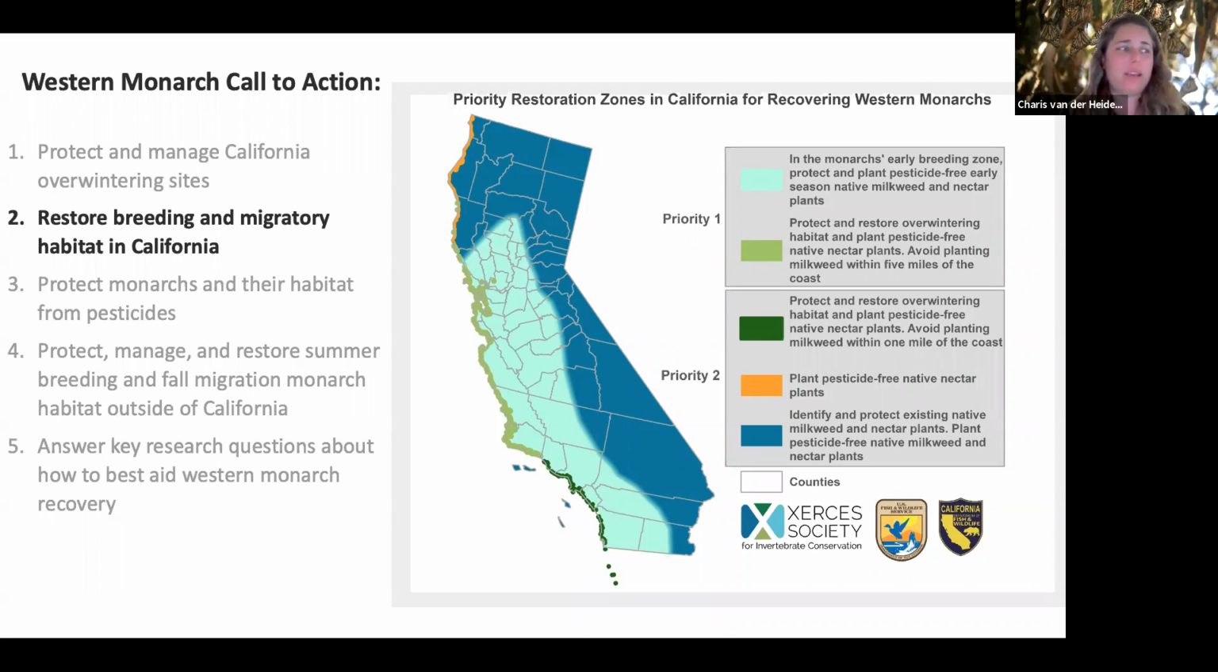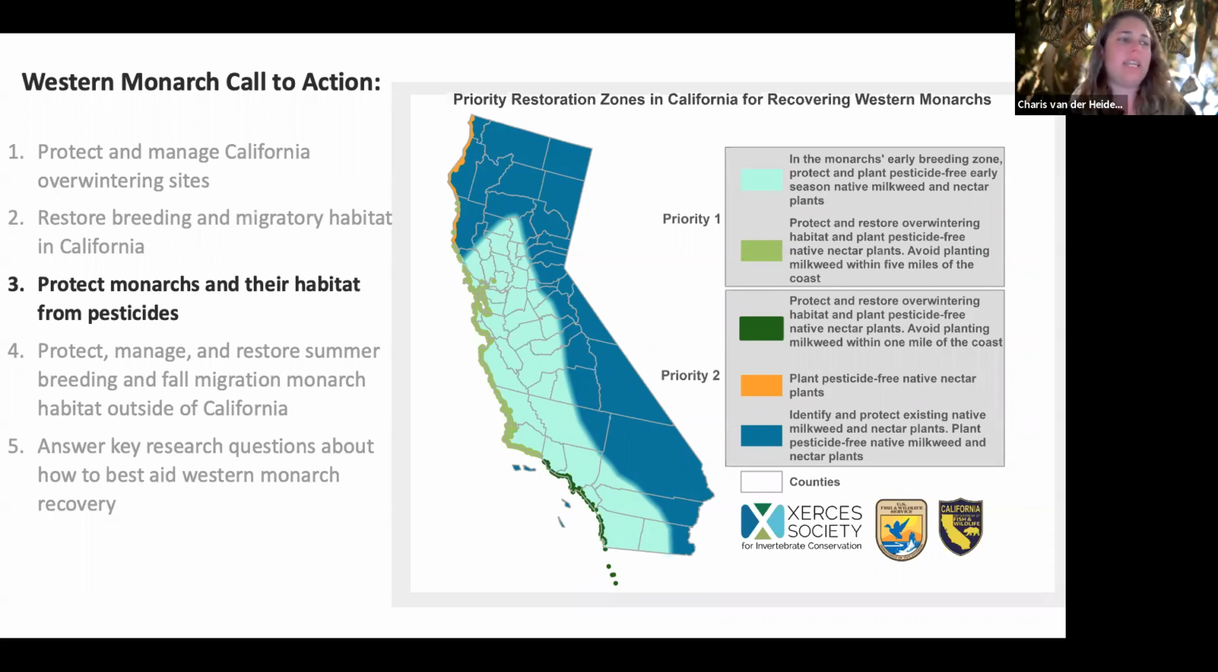But we also think that milkweed is not the limiting factor for the monarch decline. It's more climate related. Okay, 3, protect monarchs and their habitat from pesticides. Often large nurseries will treat their plants, and especially their milkweed, with pesticides. So buy from organic nurseries, or grow nectar and milkweed plants from organic seed.